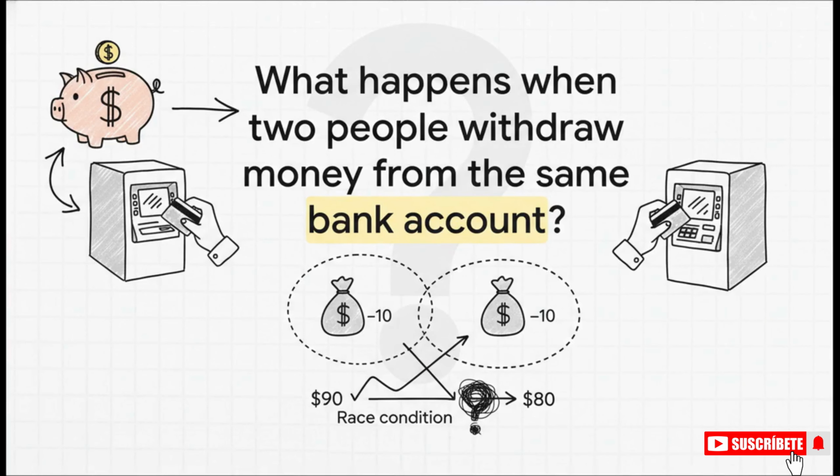Well, let's think about a real-world problem to wrap our heads around this. Imagine you and a friend share a bank account, and it's got exactly $100 in it. Now picture this, at the exact same millisecond, you both go to different ATMs and try to withdraw $10. The balance should be $80, right? Simple math. But what if the computer messes up and the final balance ends up being $90? Where did that other $10 go? It just vanished? It fell into a kind of digital black hole, a place we call a race condition.